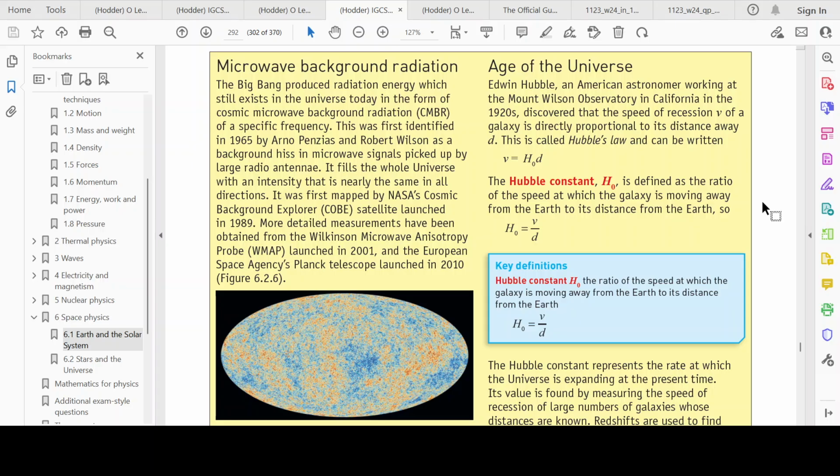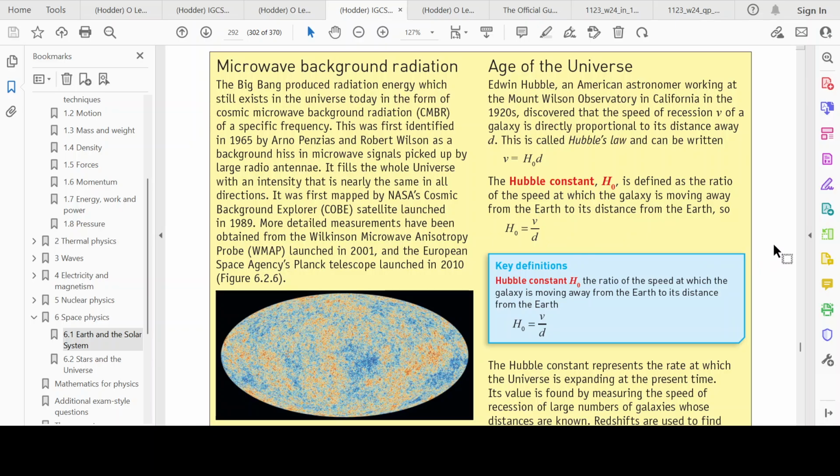But it still didn't exactly say what the age is. Oh no, we're getting there. Right? And so this is called Hubble's law, and it can be written as v, which is the speed at which something is moving away, equals H naught, which is Hubble's constant, times d, which is its distance from the Earth. And so Hubble's constant can be calculated by the speed at which it is moving away over the distance that it is from the Earth.